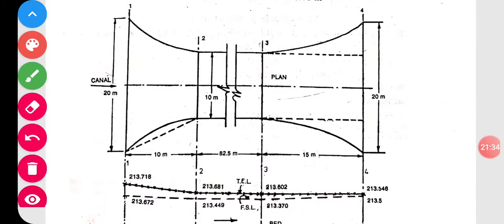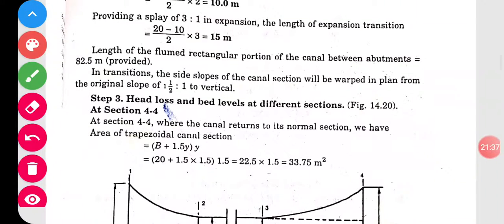Now here, step 3. What is step 3? Head loss. We have to calculate the head loss and bed levels at different sections. So what are the sections? There are totally 4 sections: section 1, section 2, section 3, and section 4. But we have to start from section 4, because for head loss we have to come in the reverse direction to calculate it. So let us see how it is calculated. Very first, at section 4.